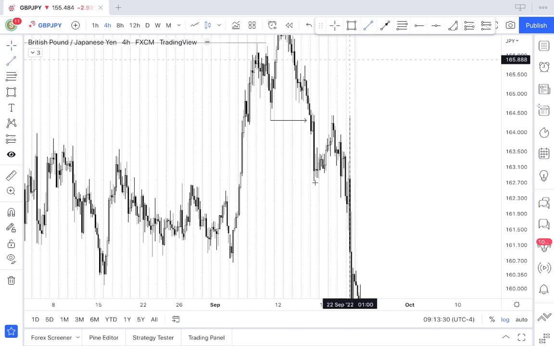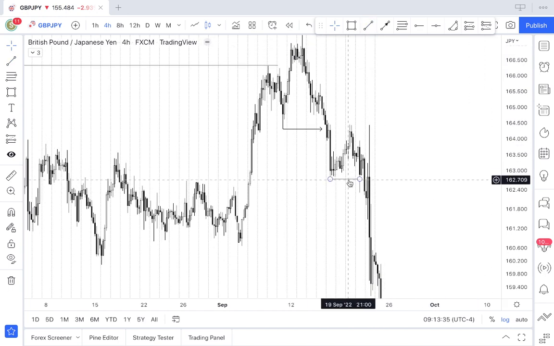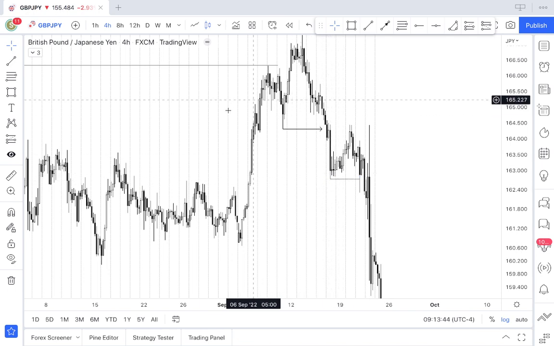My target is, or was, this low, a little bit lower, so I can get a nice risk to reward, right? I knew for sure this low is going to get taken out. This is the previous weekly low, right here. Okay, so that was the analysis.